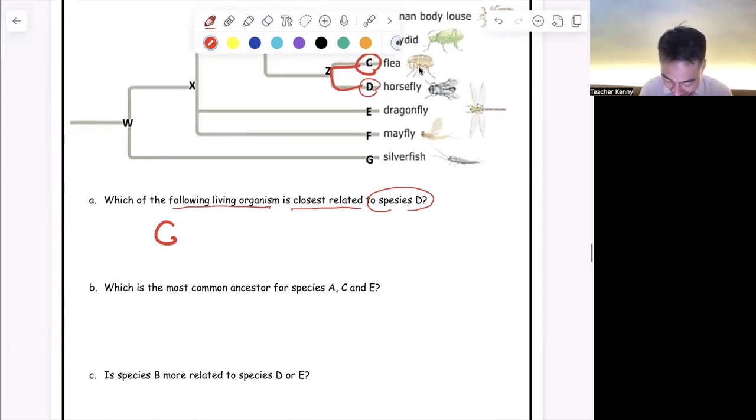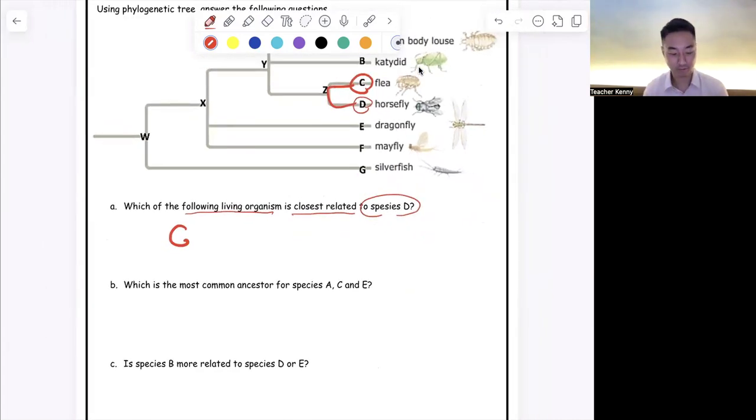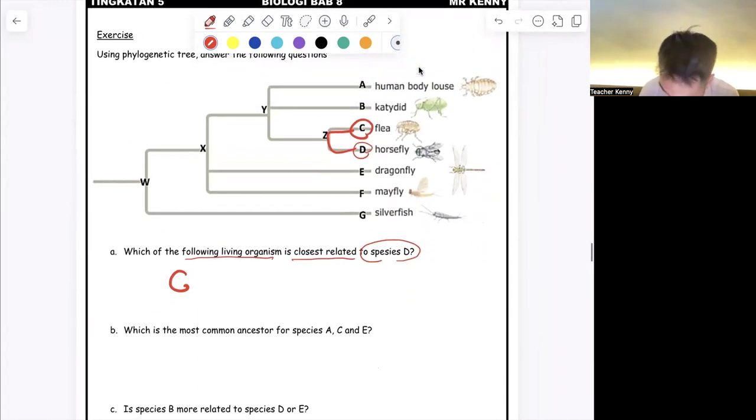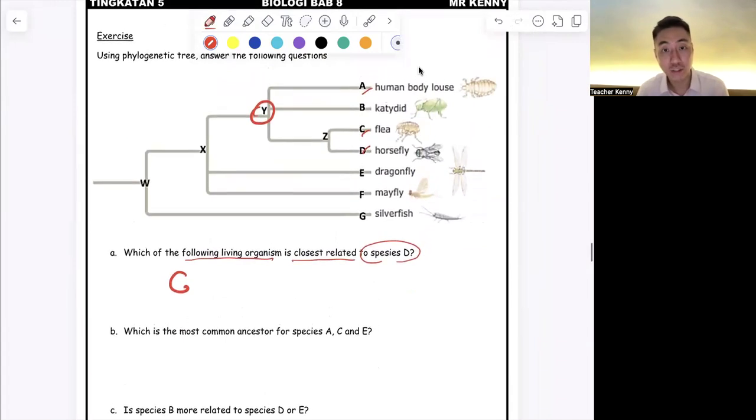Right. Can you do the next one? B and C. Can you do B and C? Okay, which is the most common ancestor for A, C, and E? So for A, C, and E, the most common ancestor is X. E, sorry, E is down here. Yeah, X will be the most common one.